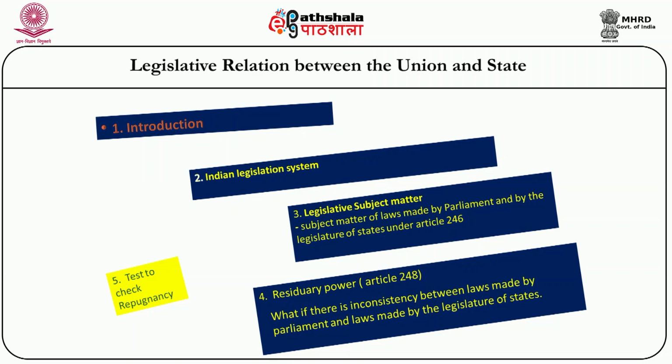After explaining Article 246, I'll come to Article 248, which is known for residuary powers. Now, after discussing this, I'll explain the situation where there is inconsistency between laws made by Parliament and laws made by the legislature of a state, and I'll give you the solution to such a problem. After discussing this problem and solution, we'll come to the test to check the repugnancy between the laws.